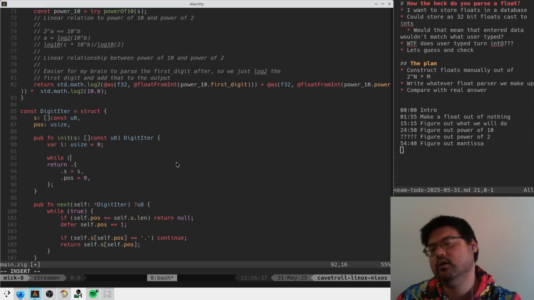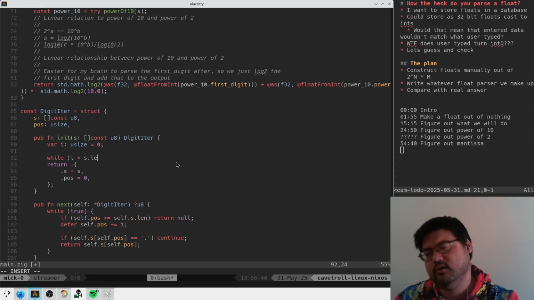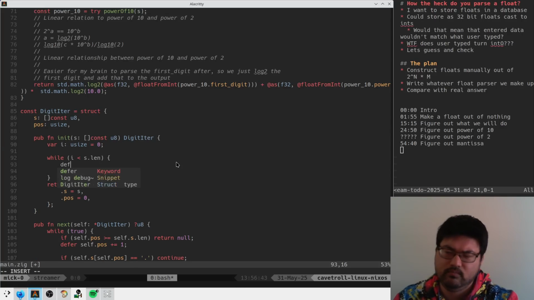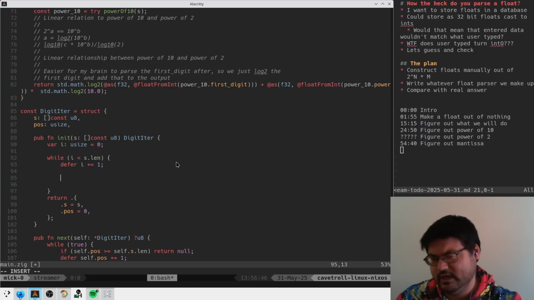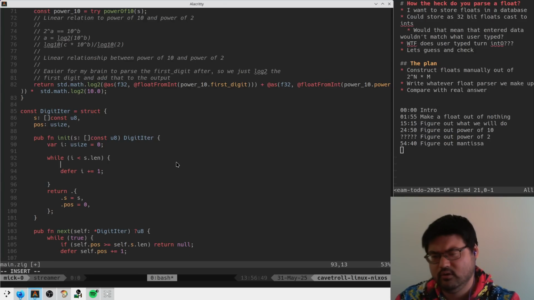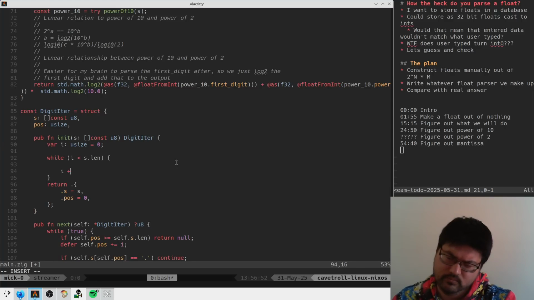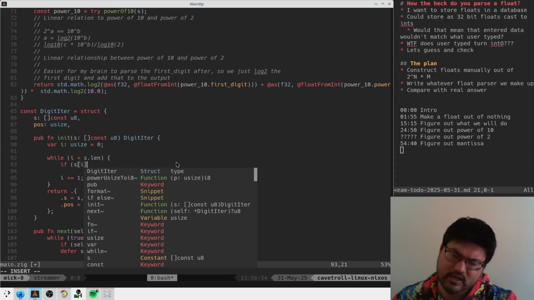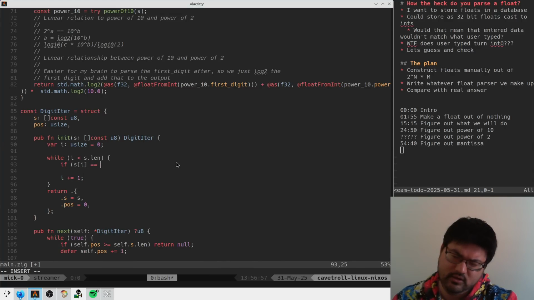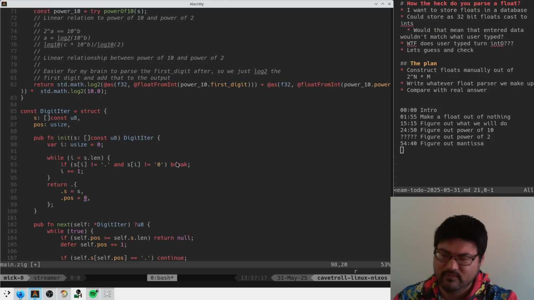So we go like, while i is less than s.len, if s[i] is not equal to dot and not equal to 0, yes, we break. There we go.